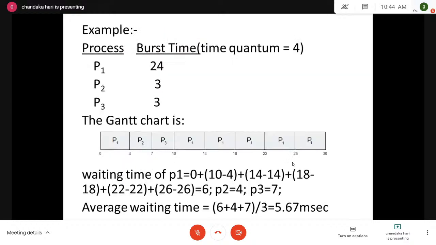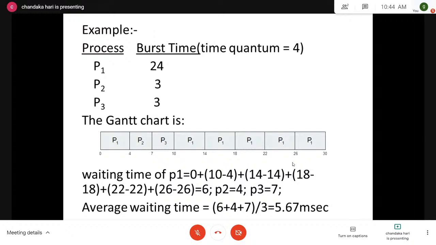Now we'll explain this round robin scheduling algorithm by taking a small problem as an example. There are three processes running in my computer system, and the burst times are specified. In order to execute process P1, it requires 24 milliseconds. P2 requires 3 milliseconds. P3 requires 3 milliseconds. The time quantum is specified as 4.